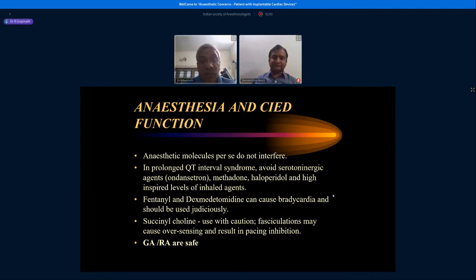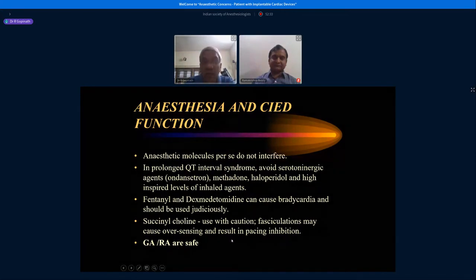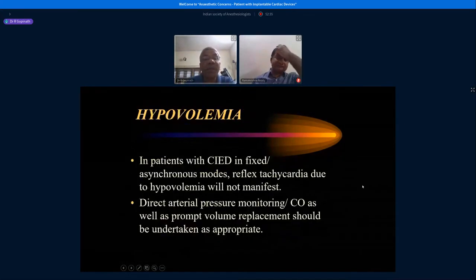Drugs like succinylcholine should be used with caution because fasciculations may cause oversensing. Like I told you earlier, it can cause oversensing, and if the pacemaker is in an inhibitory mode, it can result in the pacemaker being inhibited. So if you have no choice, you can use rocuronium or use precurarization before you use succinylcholine. Please understand and remember that both general anesthesia and regional anesthesia are very safe in these patients.